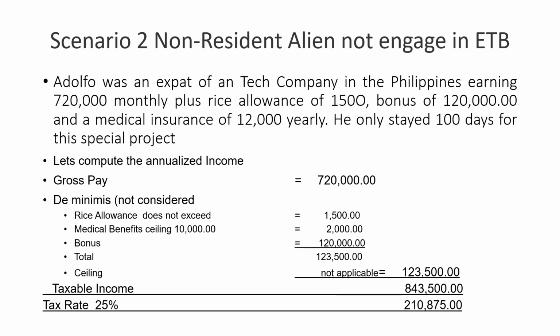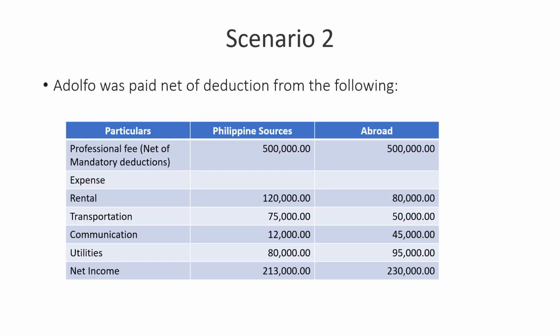So, unless merong reciprocity law. Kasi kapag may reciprocity law, ina-allow din sila. Kung magkano yung binibigay sa Filipino, dun sa lugar nila, whichever is lower. But that's for our non-resident alien. Okay? So, we would add 123,000. Wala namang applicable na ceiling because this is not engaged. So, gross. So, yung 843,500, hindi titingin sa table kasi sabi natin ang tax rate niya is 25%. So, we just multiply it by 25%. So, we have 210,875.